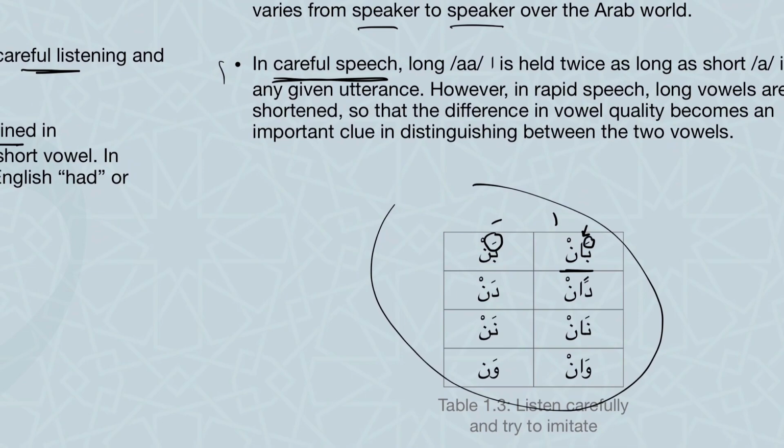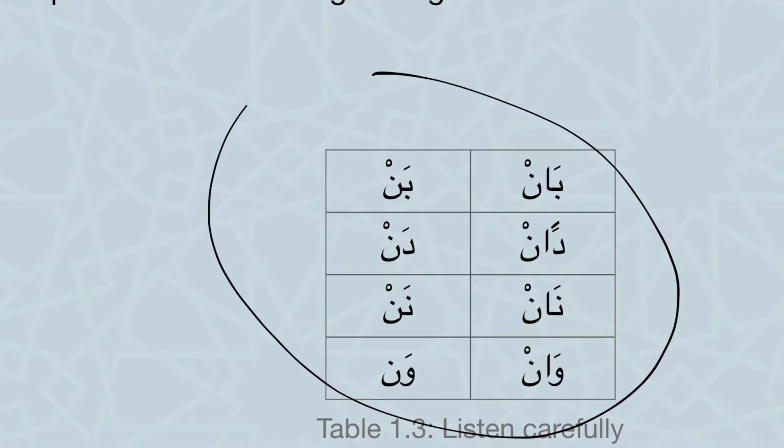So let me just erase this so you know what I'm pronouncing. If I look at this one here, how would I pronounce this word? I would pronounce it as ban. But this one without the alif would be shorter, as in ben. Ban, ben, dan, den, nan, nen, wan, wen.